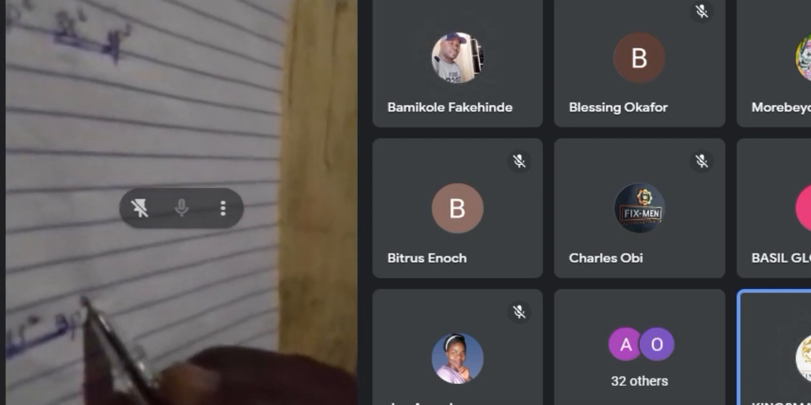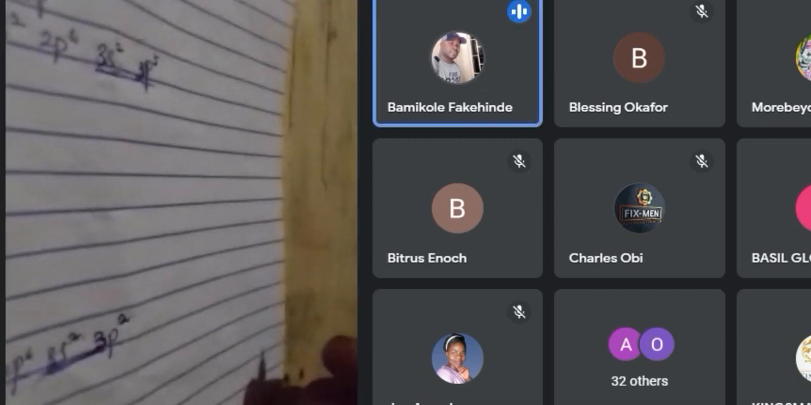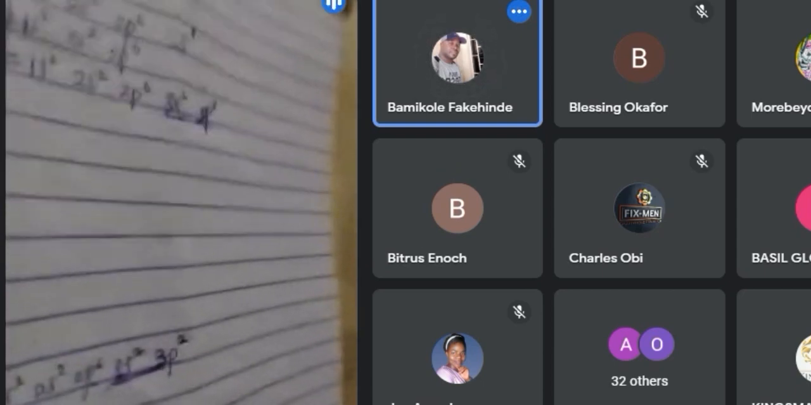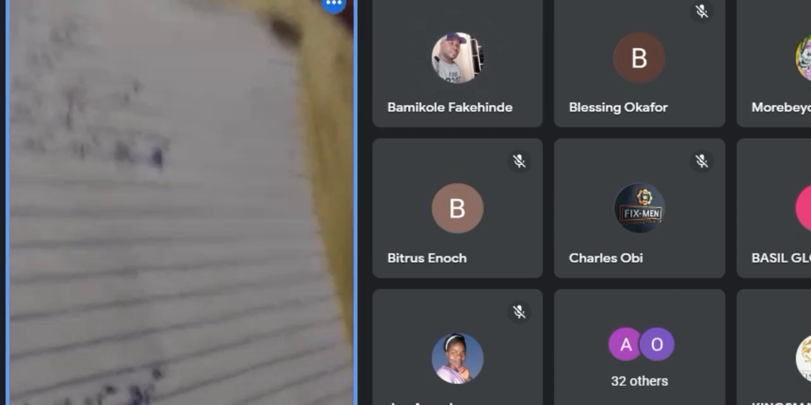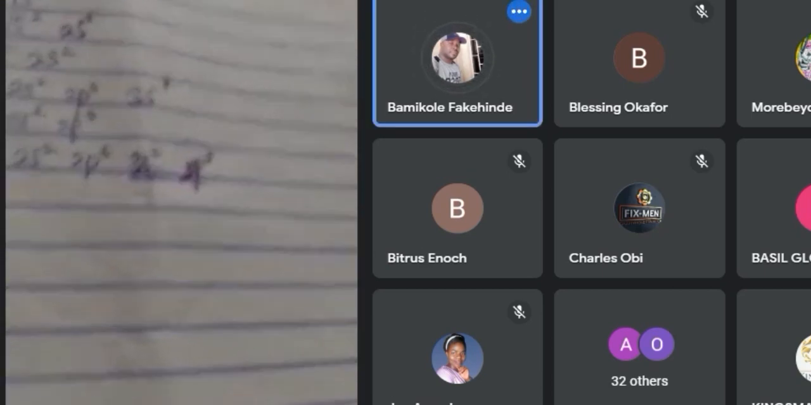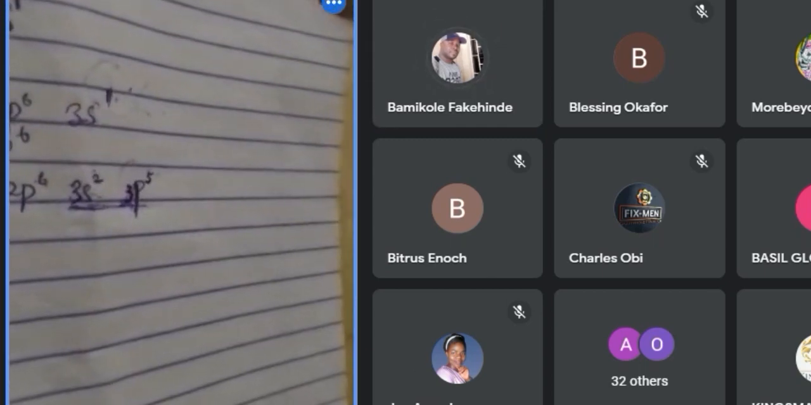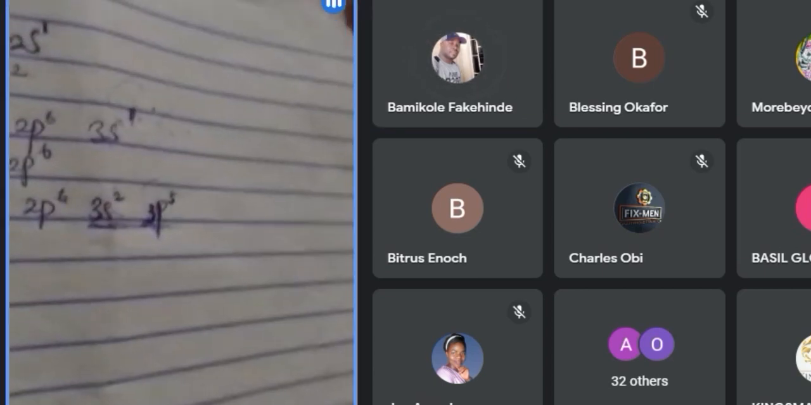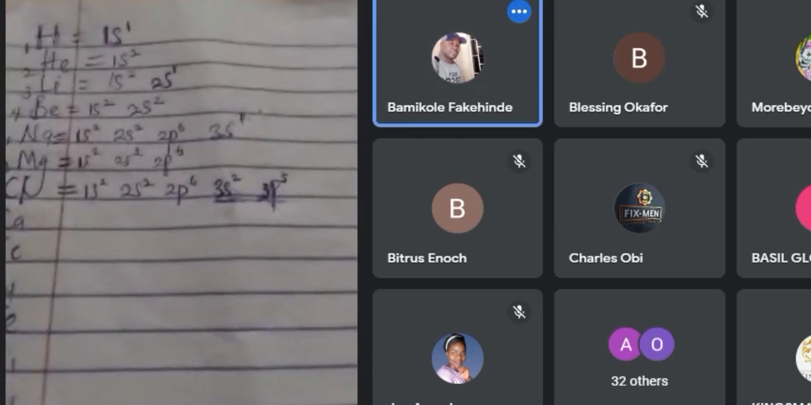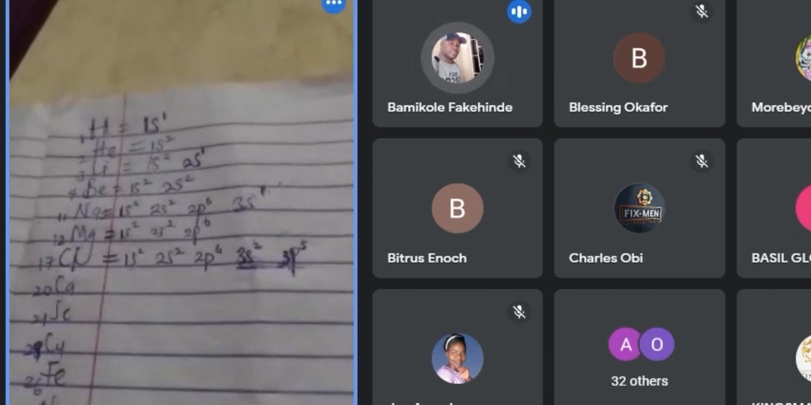Okay. So that means this element is in group 4, because they are in the same energy level. But it's in period 3, group 4. Period 3, group 4. You're right. Now I get it. Thank you so much.